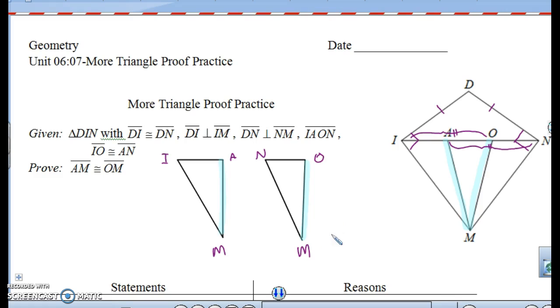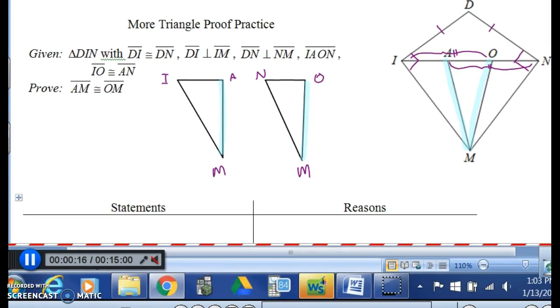Well, let's start with an easy part. To get a side here, we have this whole piece, but we only want this little piece. So what are we going to have to do? We probably need to subtract something. What are we going to subtract from? Probably IO and AN, and that came from the line IAON, so that reminds me that I'm probably going to have to subtract. Okay, so let's start with that.